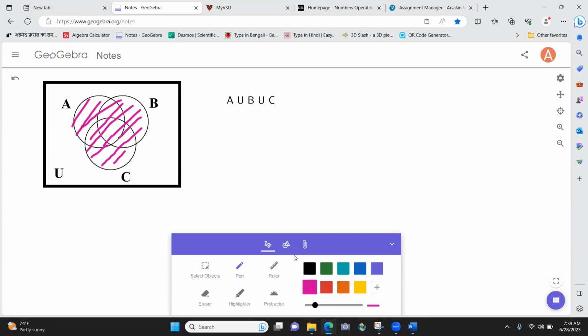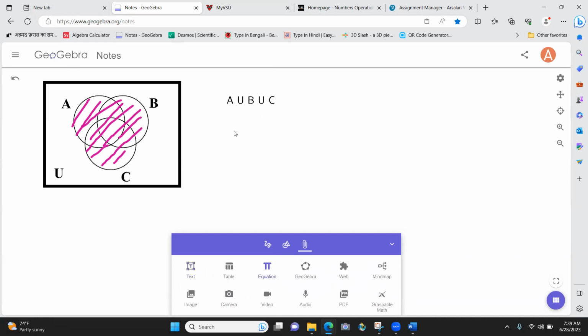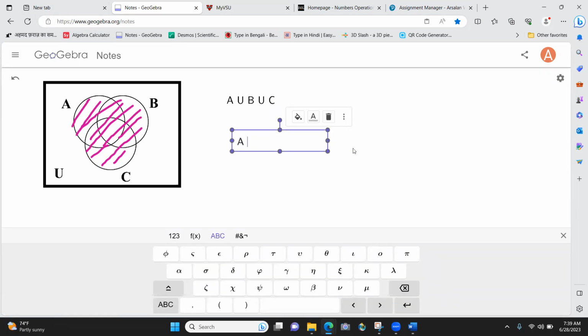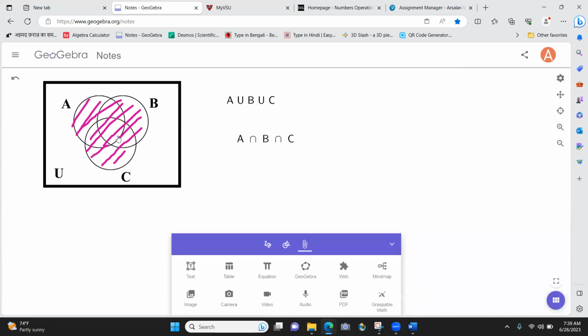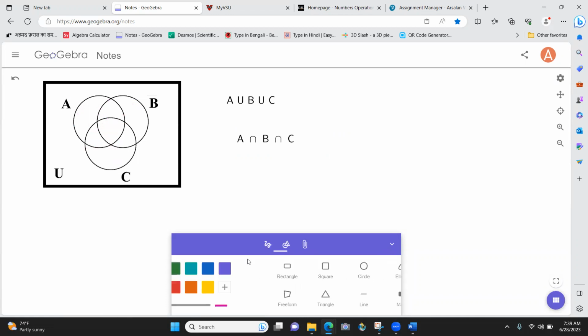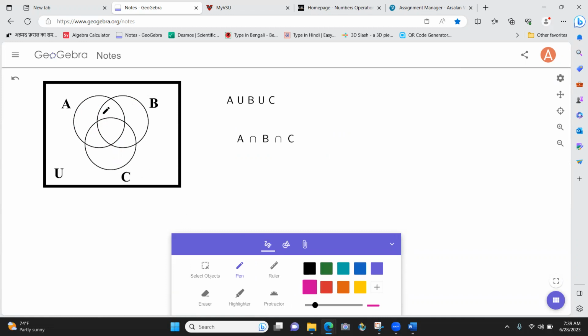How do you represent A intersection B intersection C? Well, we delete this. That was for A union B union C. A intersection B intersection C, recall, must belong to A and B and C. That's the only part that belongs to all three sets. This little triangle, informally, I call this the triangle. That's A intersection B intersection C.